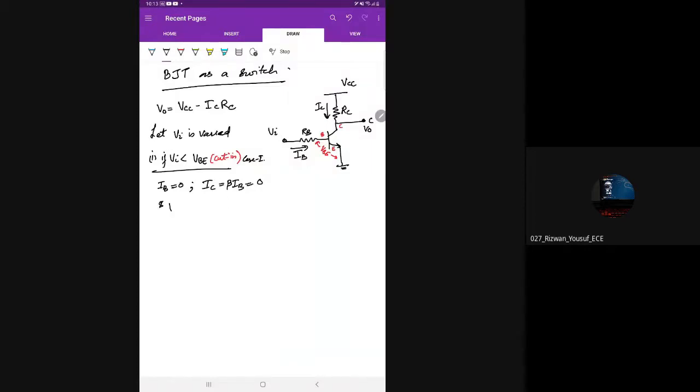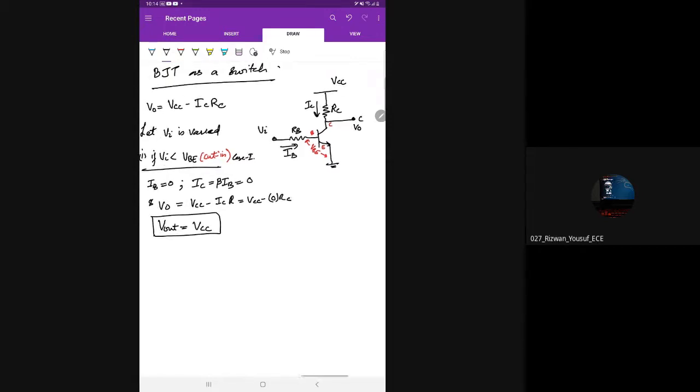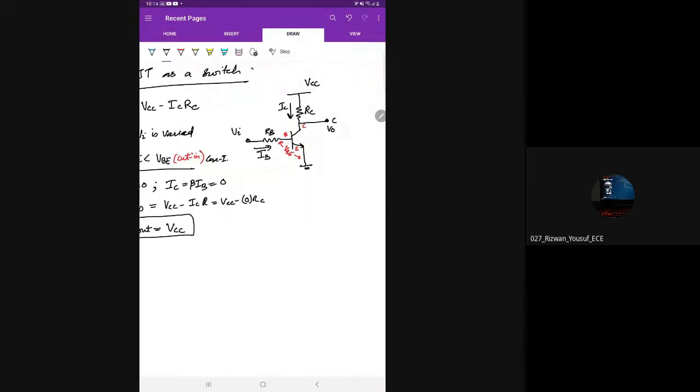And what will V output be in that case? V output will be equal to VCC minus IC RC, which is equal to VCC minus 0 times RC. So V output is equal to VCC. Please note it down: if input is very small, less than VBE, V output will be VCC.